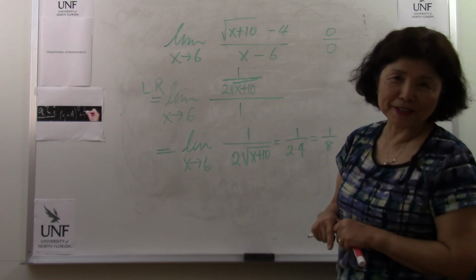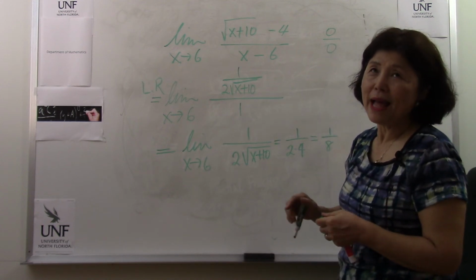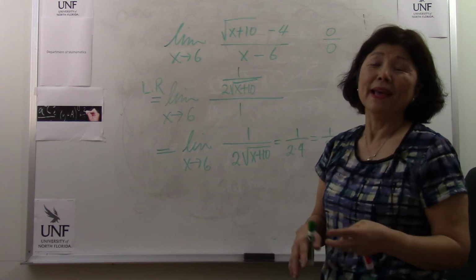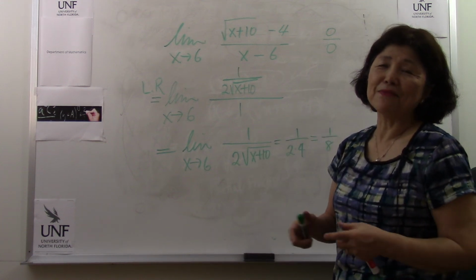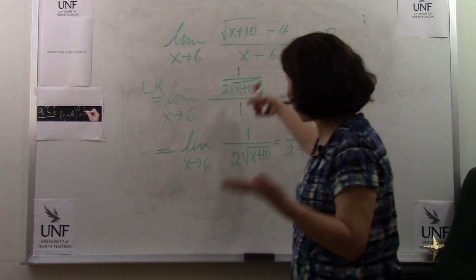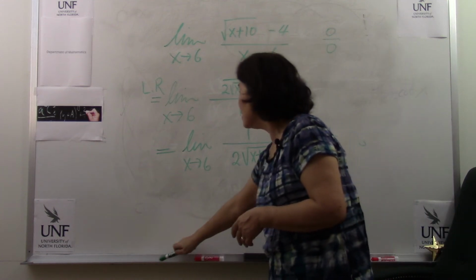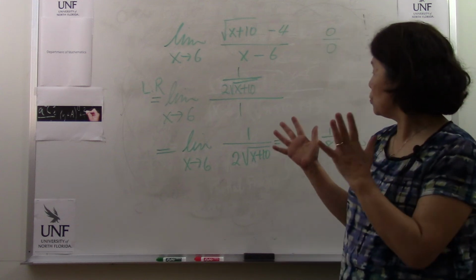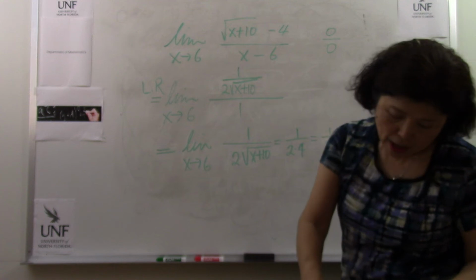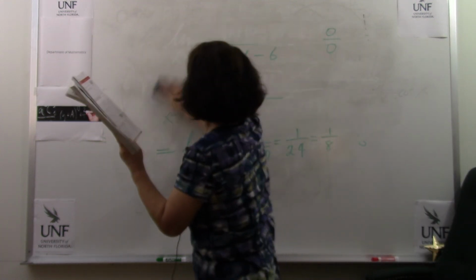Which one do you like better? I think L'Hopital's rule is a little easier. I'm not saying that the rationalization is difficult, but it's not a very likable one. I have to admit that. This one is a very good one. So when you do homework, you are going to show certain problems in both ways. This one is going to be one of them. Just one more and let's finish.